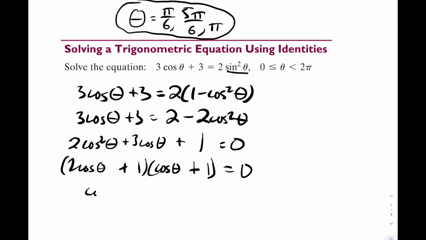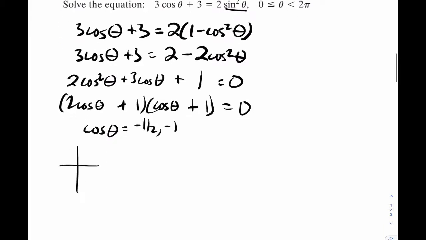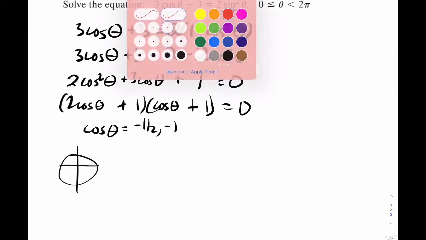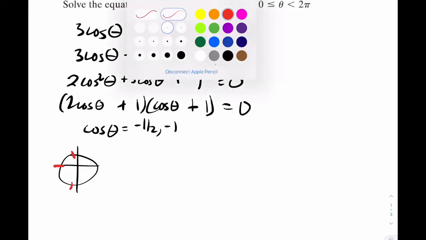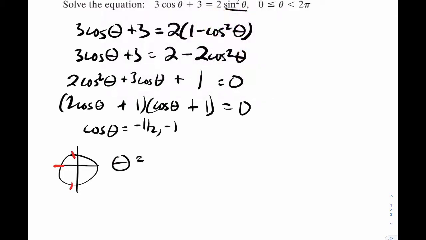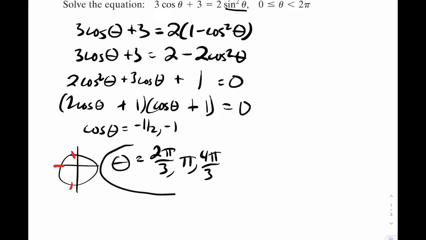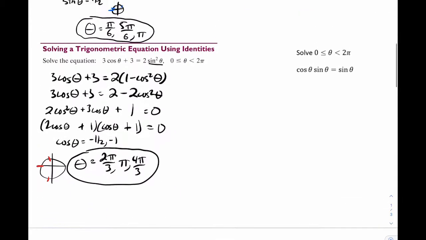And there it is. Cosine theta equals -1/2 or -1. I'll draw my circle. -1/2 happens here and here. -1 right there. So our answers are 2 pi over 3, pi, and 4 pi over 3. Now on to our last example.